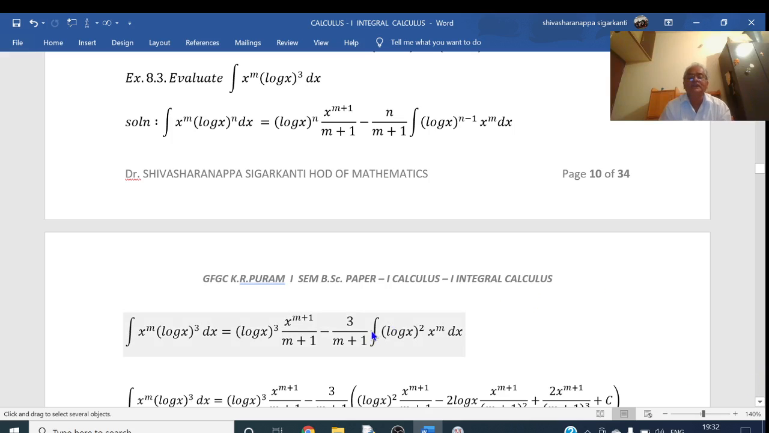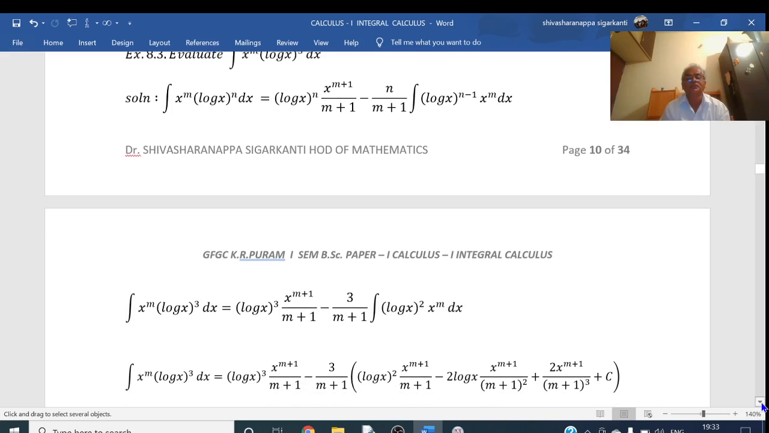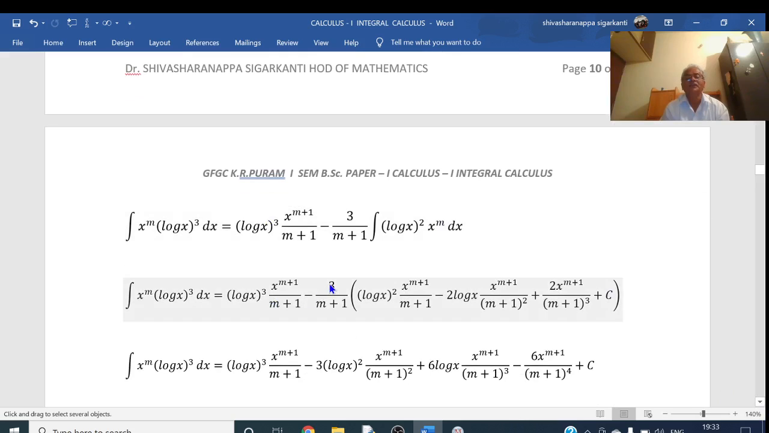And we have this integration here, integration of log x square x raised to m dx. Already we have evaluated. Substituting for this, we get minus 3 by m plus 1 into integration of log x square into x raised to m, which is given by log x square x power of m plus 1 by m plus 1 minus 2 log x into x power of m plus 1 by m plus 1 square plus 2 into x to the power of m plus 1 by m plus 1 cube plus constant c.